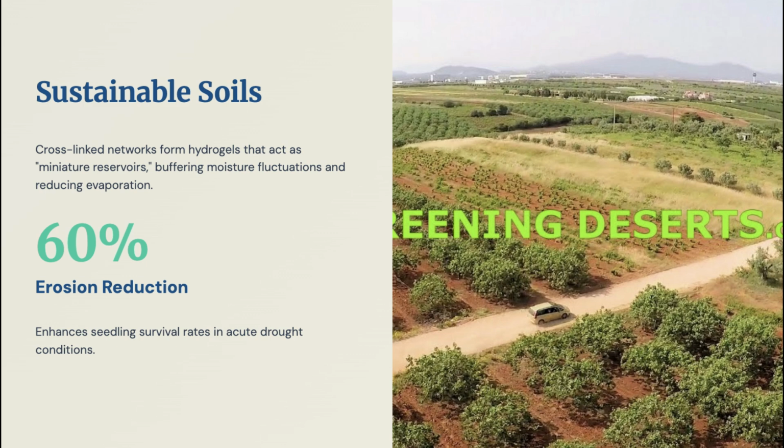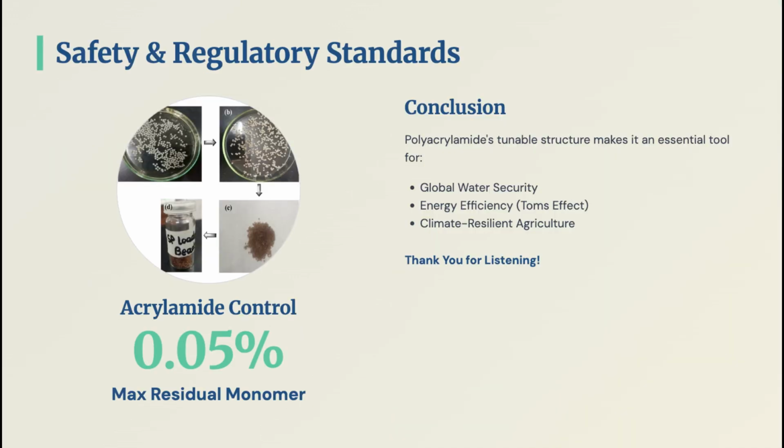In modern drip or furrow irrigation systems, hydrogels successfully extend watering intervals and improve seedling survival rates under acute drought conditions. Safe utilization remains absolutely paramount. Commercial polyacrylamide products destined for environmental and drinking water applications are manufactured under strict industrial quality controls to limit residual acrylamide monomer content, typically keeping it below 0.05% by weight. Its application must strictly comply with local environmental and potable water regulations.